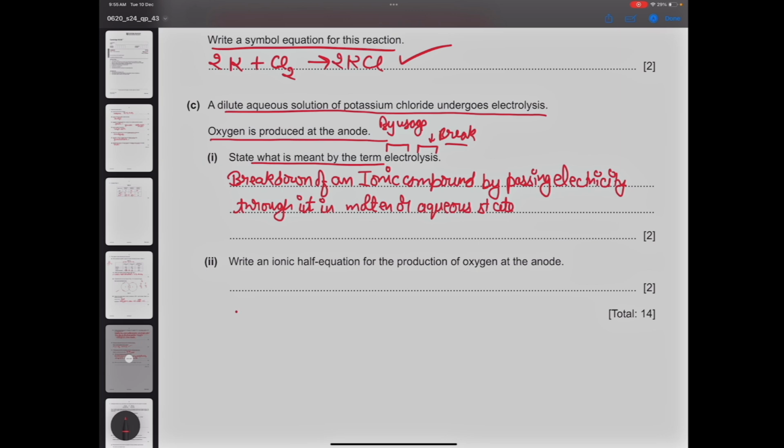So what I have written here is breakdown of an ionic compound by passing electricity through it in molten or aqueous state. Why is this important? Because ions are only present in molten or aqueous state. Ions are not present in solid state. And when you're thinking of passing electricity, it should be a conductor, right? So that is why it is an ionic compound, not a covalent compound.